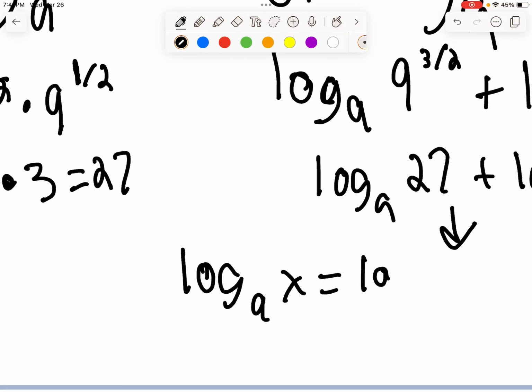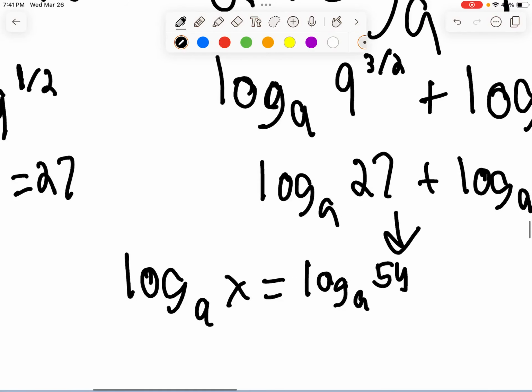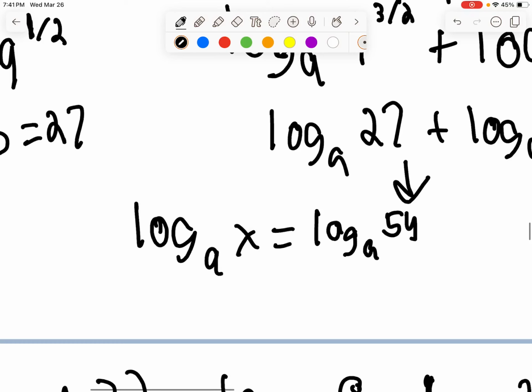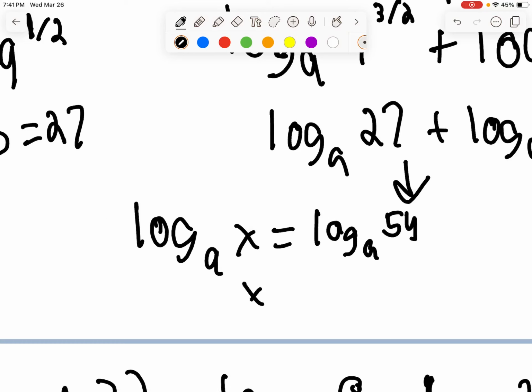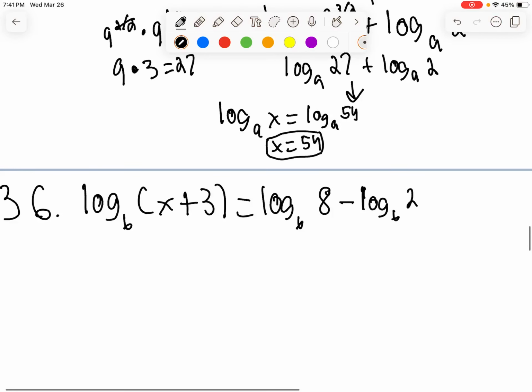So log A of x equals log A of 54. And then the second question is log base B of x plus 3 equals log base B 8 minus log base B 2.